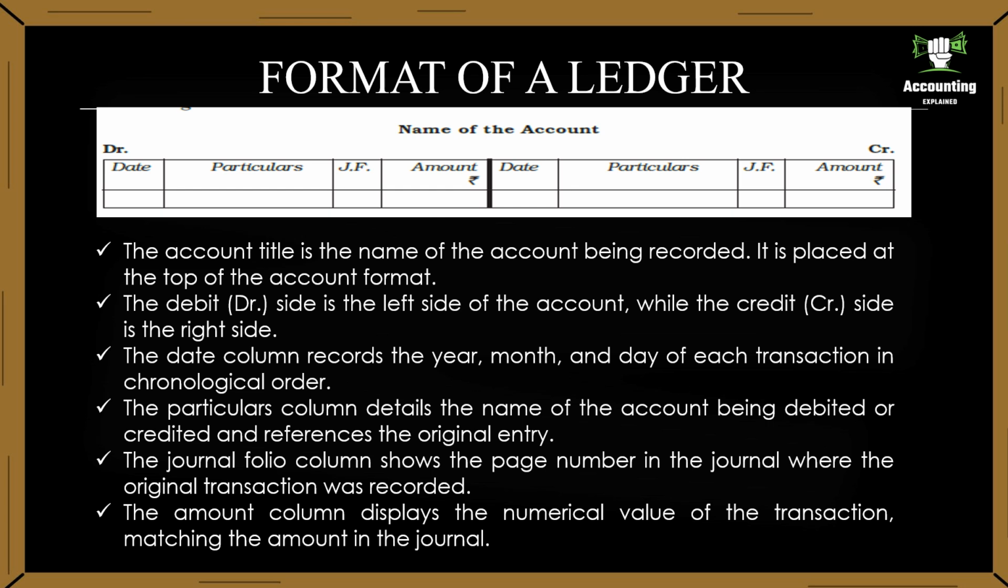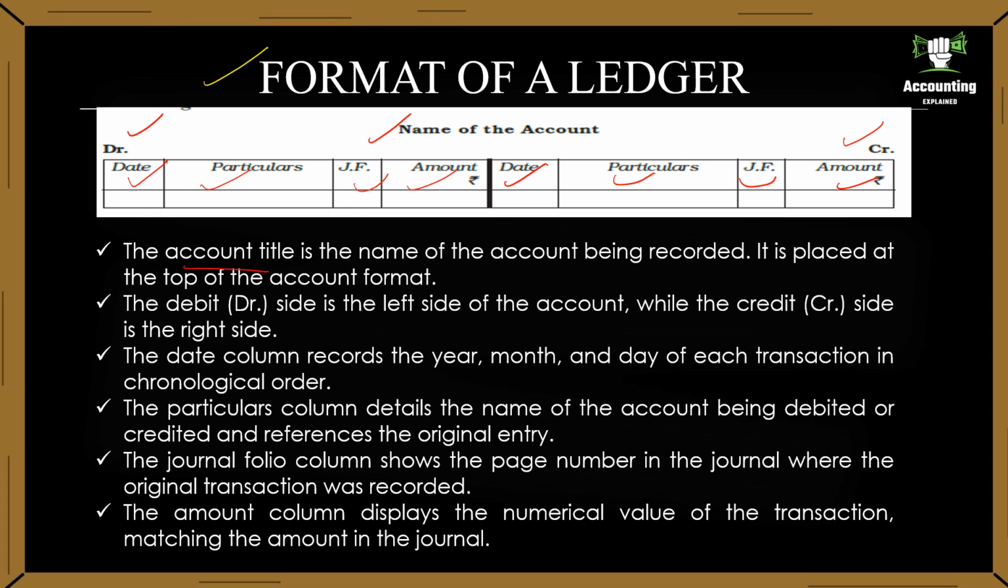Format of a ledger. On the top it has the name of the account. On the left side DR, on the right side you will write CR, and it has 4 columns: date, particulars, JF and amount on the left side, and date, particulars, JF and amount on the right side.